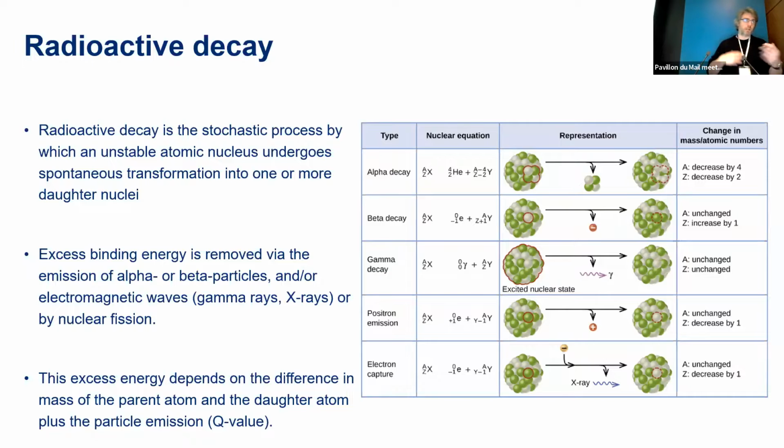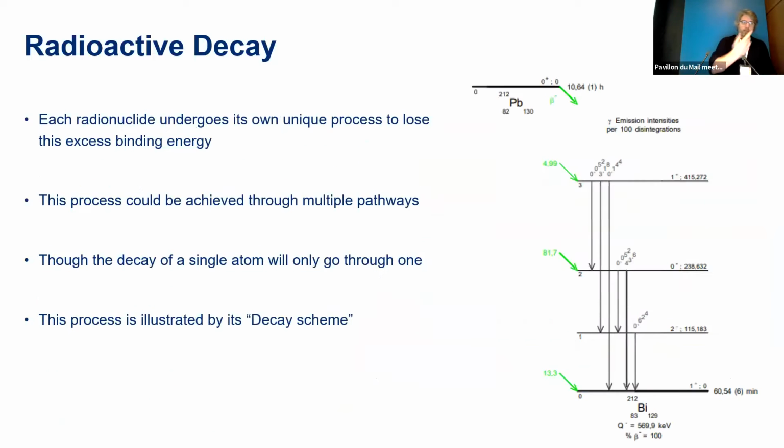With alpha emission, you get some extra things to do with conservation of momentum, because they're big particles and they go different ways. So each of these radionuclides undergoes its own unique process to lose its excess binding energy. This can be achieved through multiple pathways.